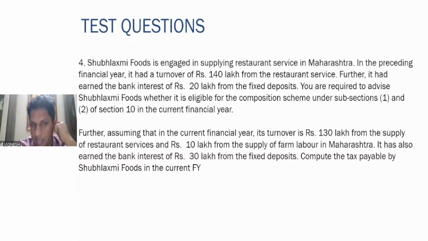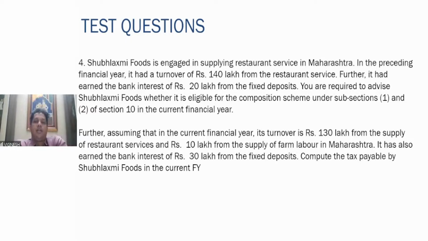Further, it had earned bank interest of 20 lakhs from fixed deposit. You are required to advise whether it is eligible for the composition scheme under sub-sections 1 and 2 of section 10 in the current financial year. Further, assuming that in the current financial year, turnover is 130 lakhs from restaurant and 10 lakhs from supply of farm labor in Maharashtra. They also earned bank interest of 30 lakhs from fixed deposit. Compute the tax payable by Shubha Lakshmi Foods in the current financial year.